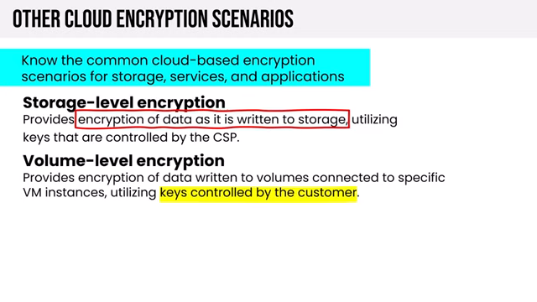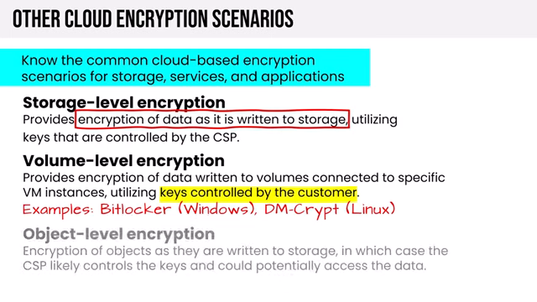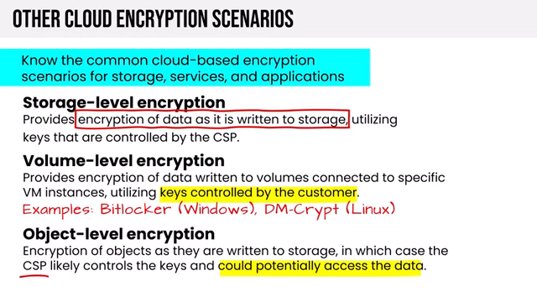Volume level encryption provides encryption of data written to volumes connected to specific VM instances, utilizing keys controlled by the customer. The underlying technology in this case is quite usually BitLocker for Windows and dm-crypt for Linux. And then we have object-level encryption, which is encryption of objects as they are written to storage, in which case the CSP likely controls the keys and could potentially access the data. That would typically be an insider scenario, a malicious insider, but possible.